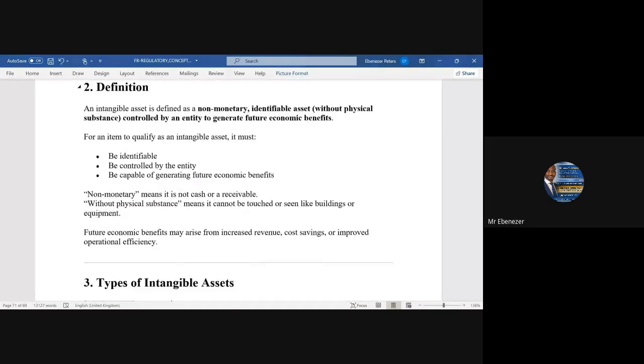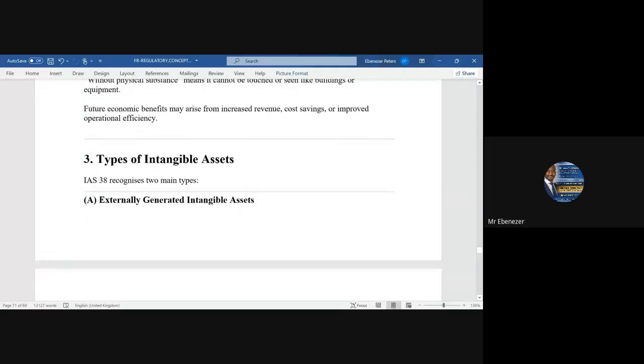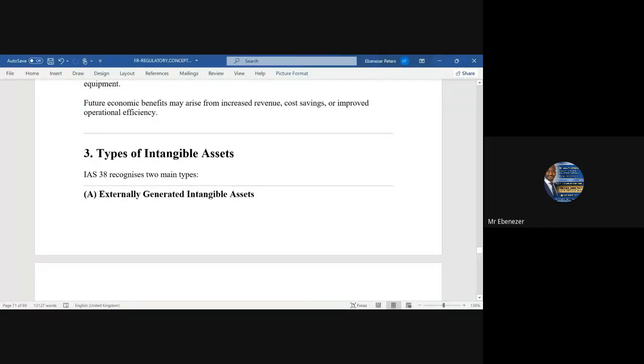And what are the examples of these intangible assets? Quite a number of them. We have the masthead, your patent, your license, software, which other one again? Copyright. All of these ones are types of intangible assets.